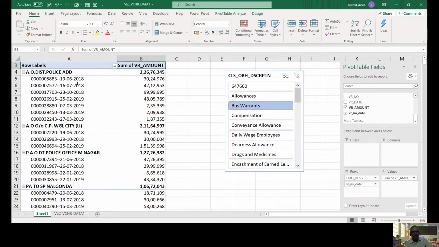So this Adilabad district police drew this 2 crore 26 lakhs in how many vouchers? 1, 2, 3, 4, 5, 6, 7 vouchers, right? The first voucher they drew is in June 2018, that is 30 lakhs, in July 42 lakhs, and in October 99 lakh. See, this is a very good figure, 99 lakh 99,995. That means they want to keep the bill below 1 crore. It appears to be so. Might be.